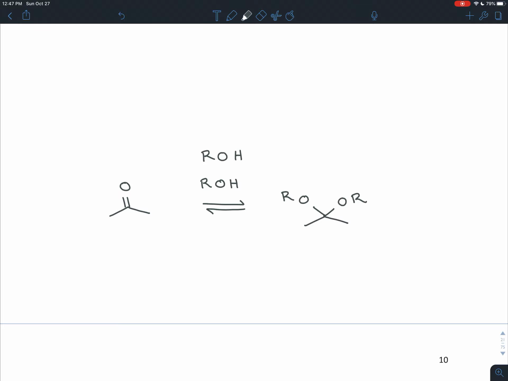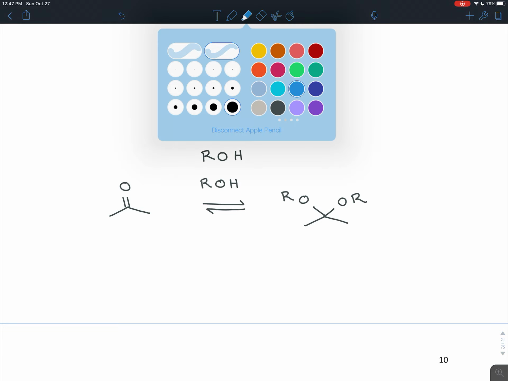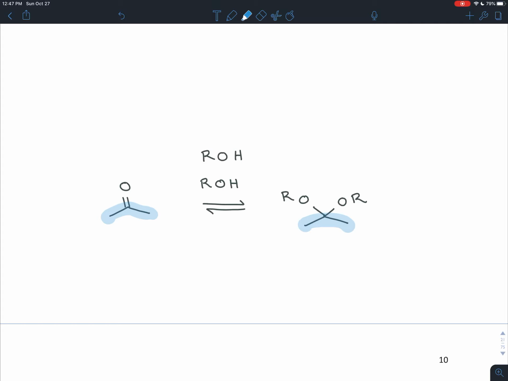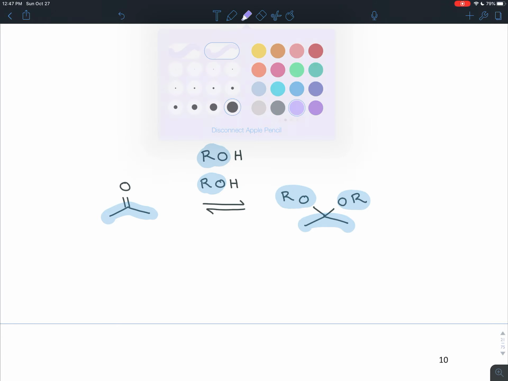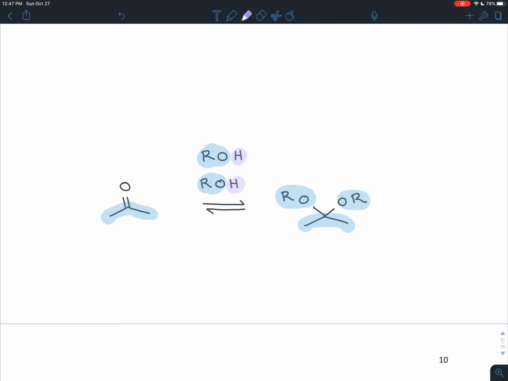Now notice, when you get this, you do have that carbon chain still, so that stays the same. You also have the OR groups, that all stays the same. But notice what is left. Outside of that, you have 2 hydrogens and you have an oxygen. Those come together to give you water.